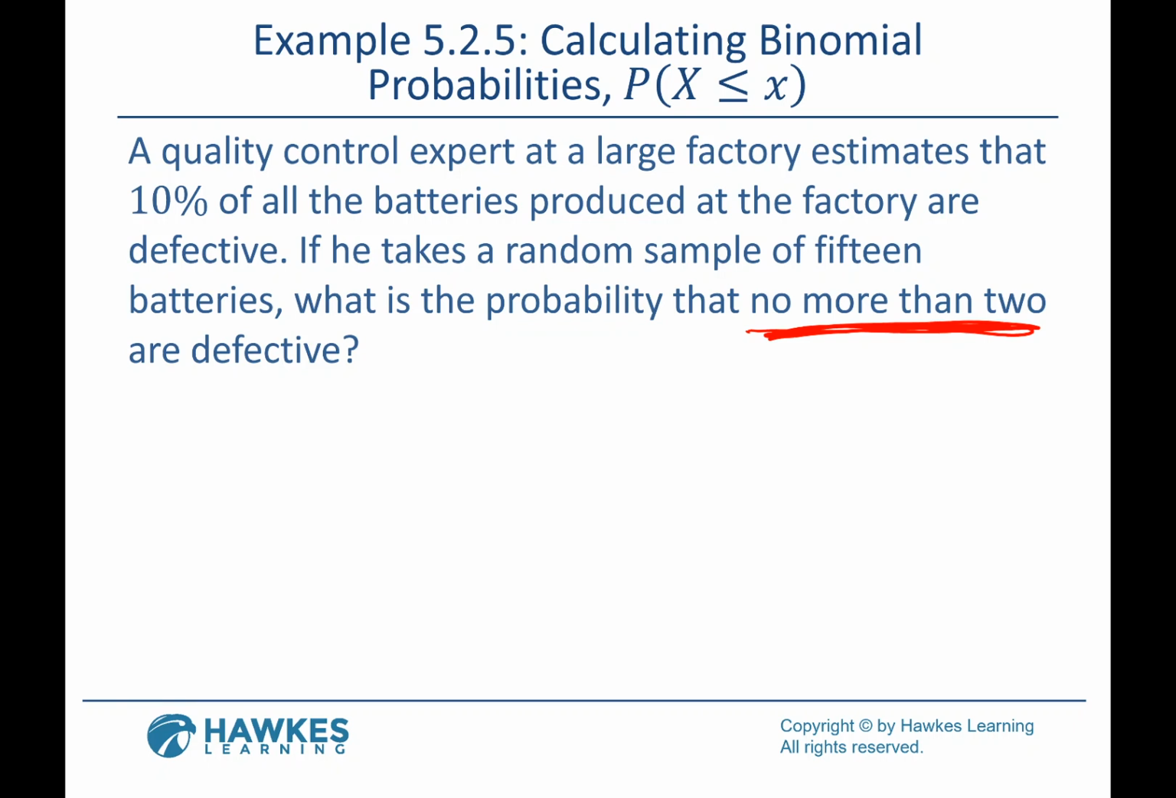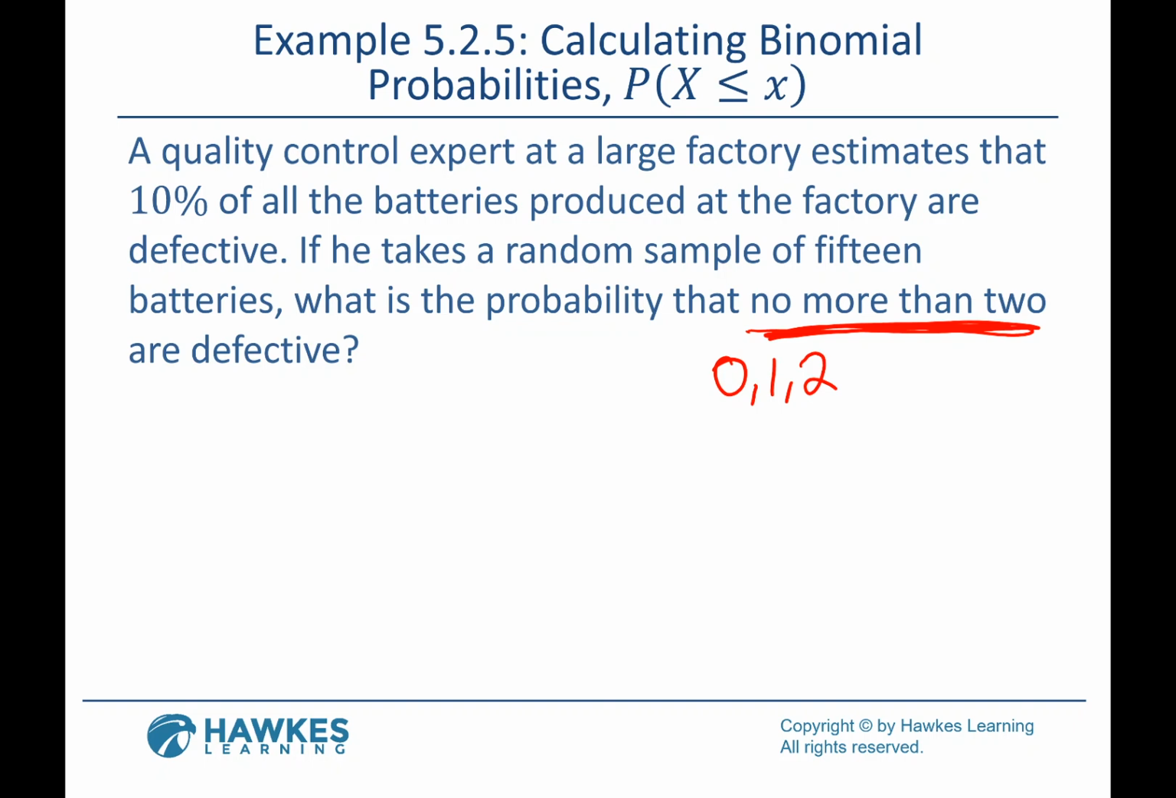So here, no more than 2, what does that mean? That means 0, 1, or 2. Right? So we've really got 3 situations we're thinking about. Because we could take a sample and get no defective batteries, or 1 defective battery, or 2 defective batteries, and we need to know the probability of all those together.